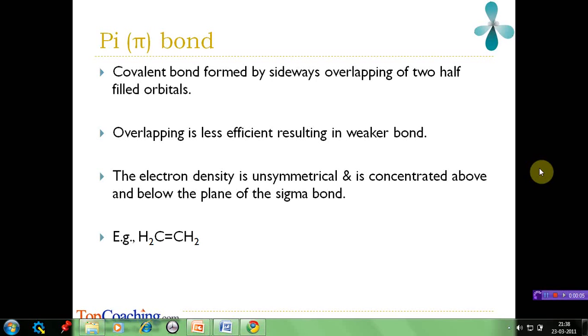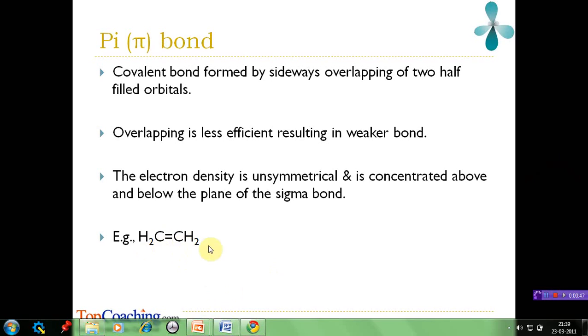Another type of covalent bond is the pi bond. Please keep in mind that in sigma bond, the overlapping of the orbitals was axial, that is head-on. But in pi bond, the two half-filled orbitals overlap sideways to form this type of bond. This kind of sideways overlapping is less efficient as compared to the axial overlapping, and therefore the pi bond that is formed is weaker in comparison to the sigma bond. The electron density is unsymmetrical and is concentrated above and below the plane of the sigma bond. Two p orbitals form a pi bond.